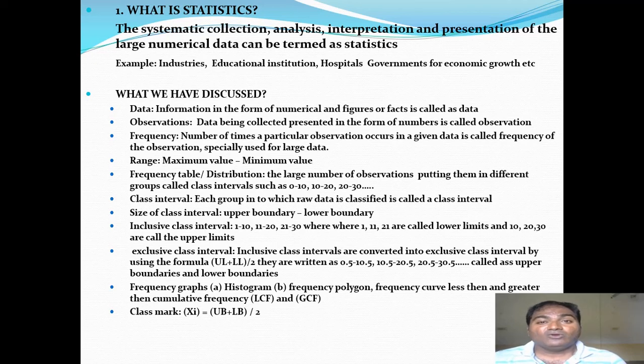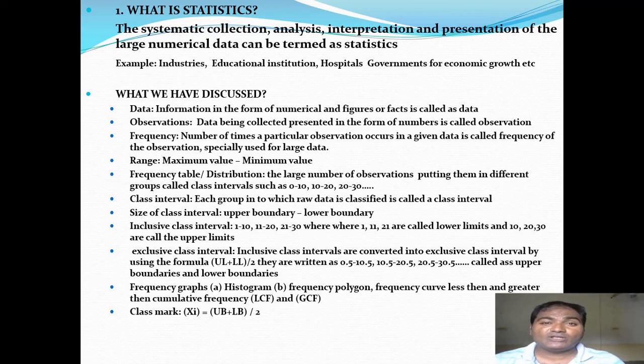In these class intervals, we see certain observations falling into them. If I take an example, how many students have got between 0 to 10 marks? Some students lift their hands. If I get 6 students, that means the frequency of that particular class interval, 0 to 10 marks, is 6. That means the number of students who got between 0 to 10 is 6. That is known as the frequency of that particular class interval.